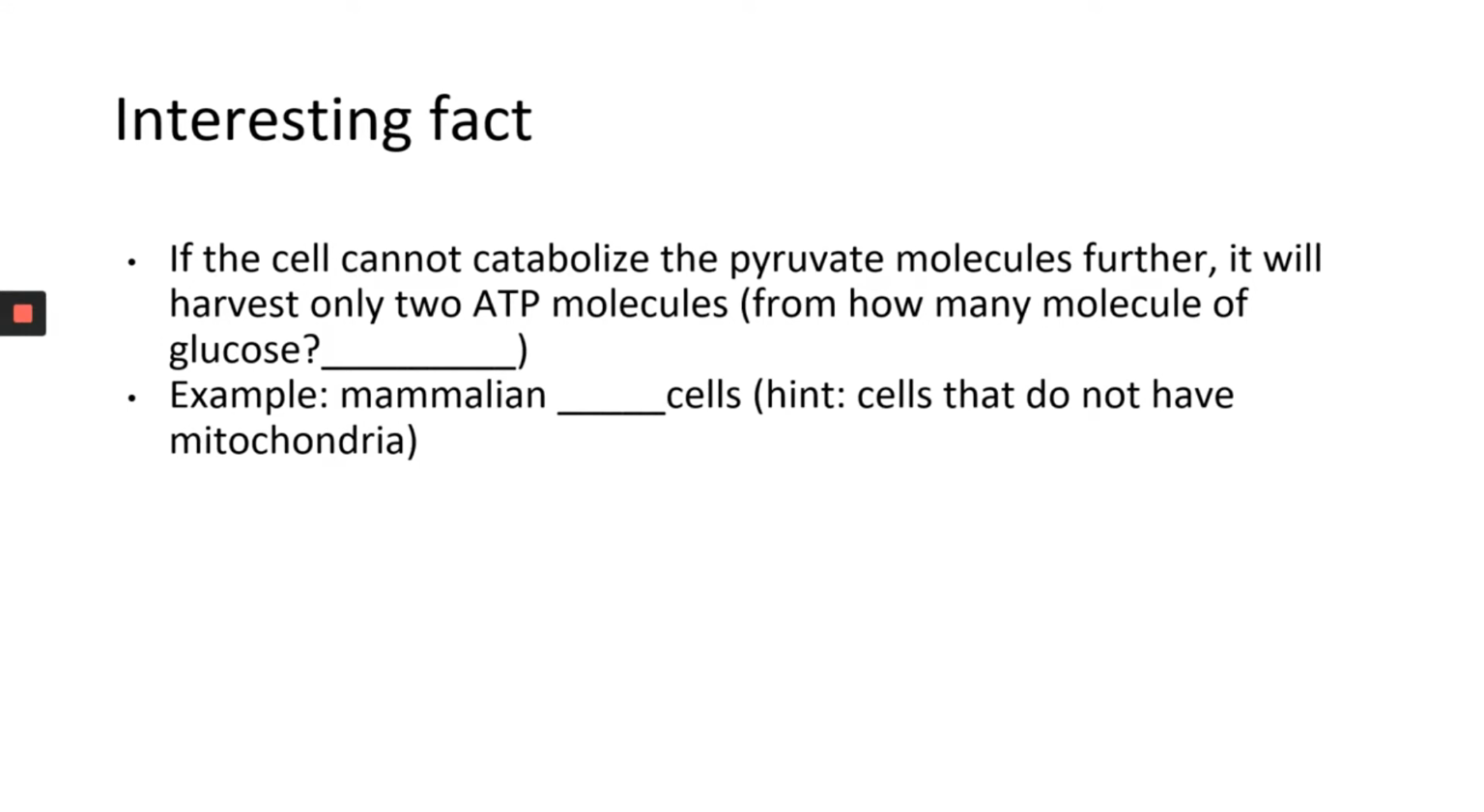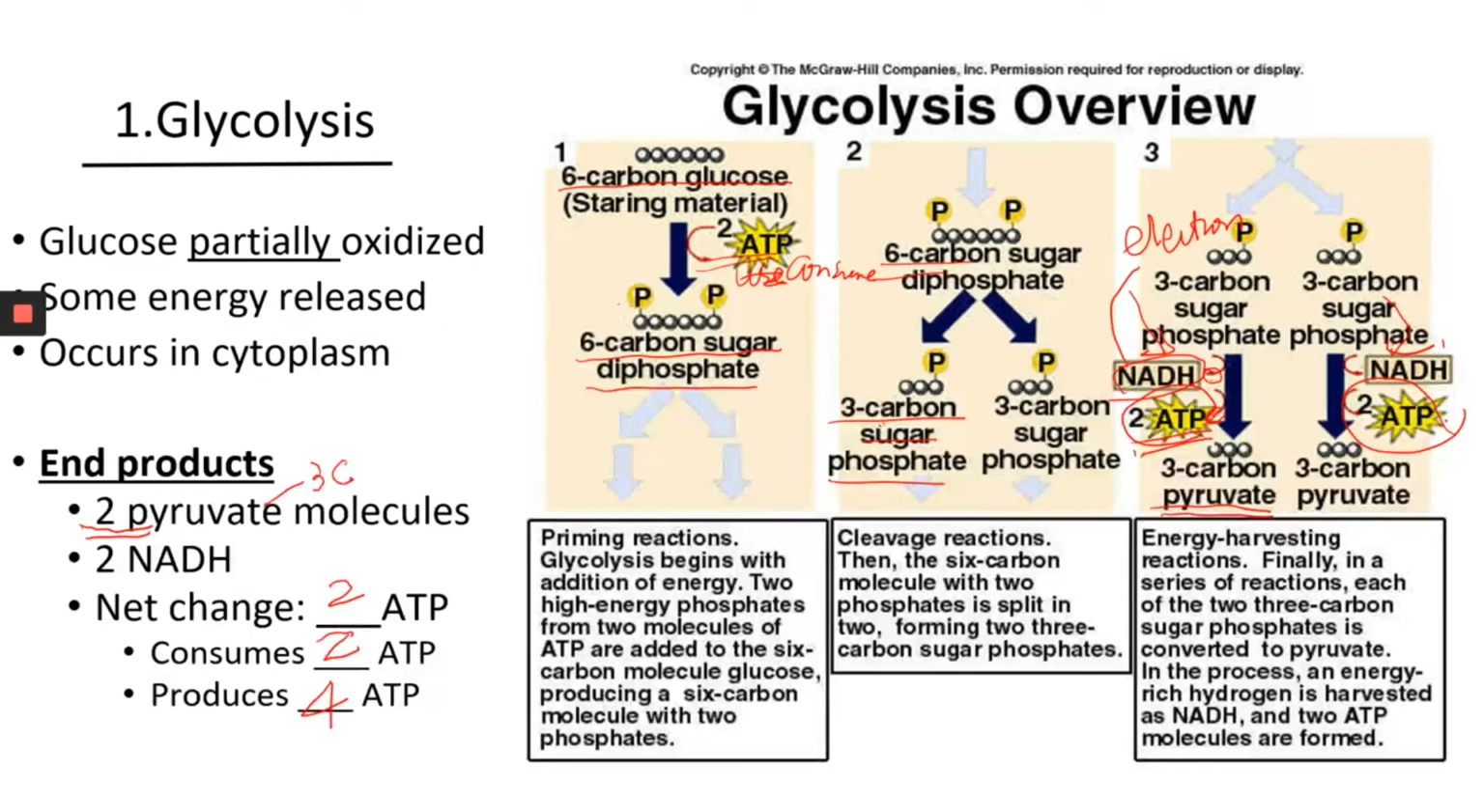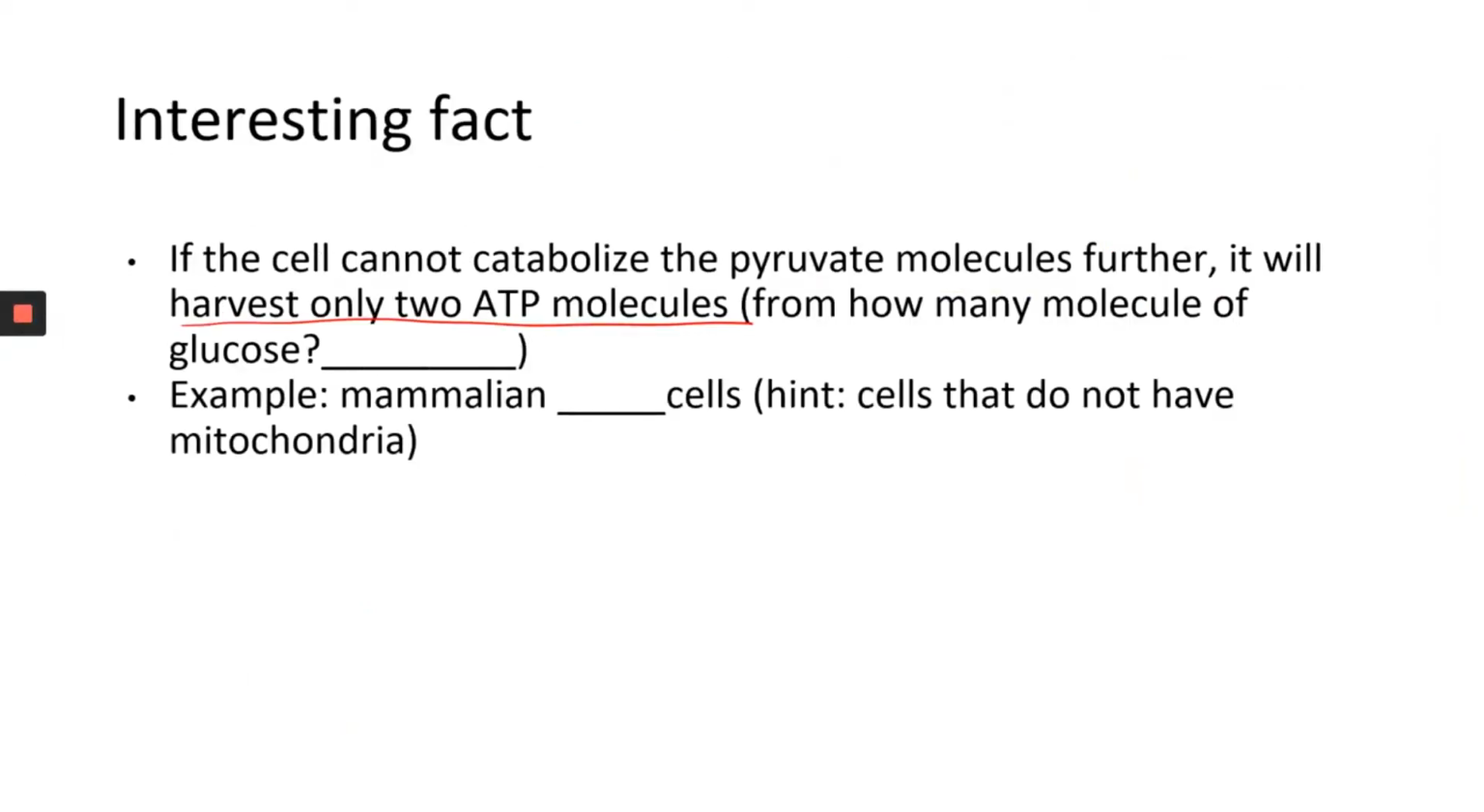All right, now there's an interesting fact. We kind of mentioned this earlier. So some cells cannot catabolize the pyruvate molecules further. So what they do is they can only produce 2 ATP molecules from the glycolysis process. From how many molecules of glucose? 1 molecule. So for example, mammalian red blood cells. They don't have mitochondria. They can't really go further down the pathway, so they stop at the end of glycolysis.